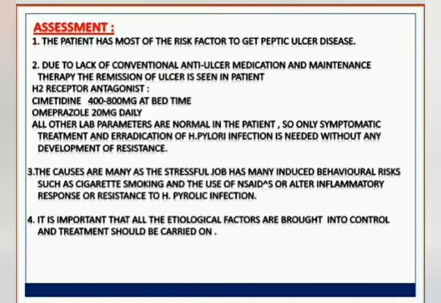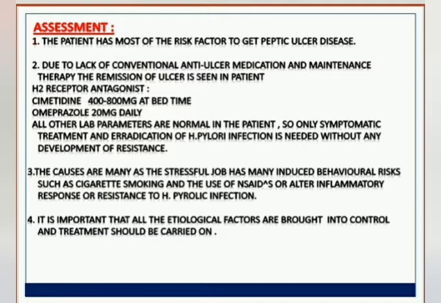That means the patient has most of the risk factors to get peptic ulcer disease, right? He would use acetaminophen, he would use coffee. All these things put a patient at higher risk of getting peptic ulcer disease. Now, due to the lack of conventional anti-ulcer medication and maintenance therapy, the recurrence of the ulcer is seen in this patient, because he had a past medical history of peptic ulcer and the therapy was not continued or maintenance therapy was not given. So, the recurrence has taken place here.